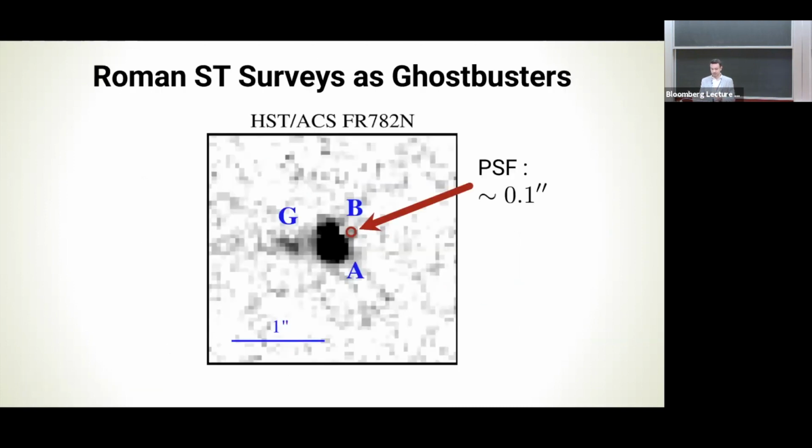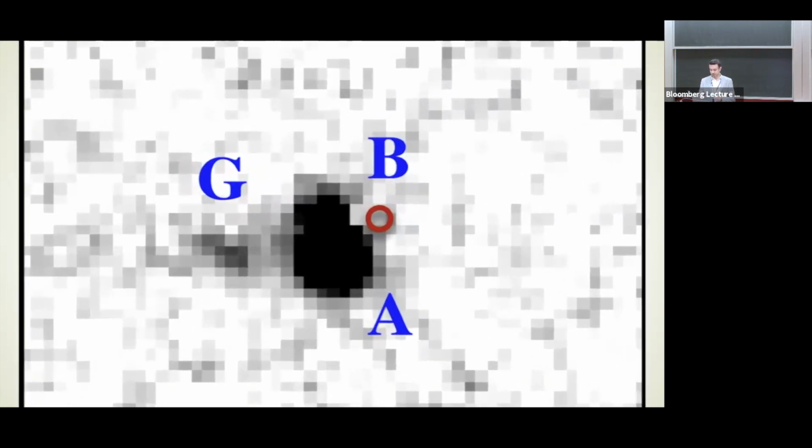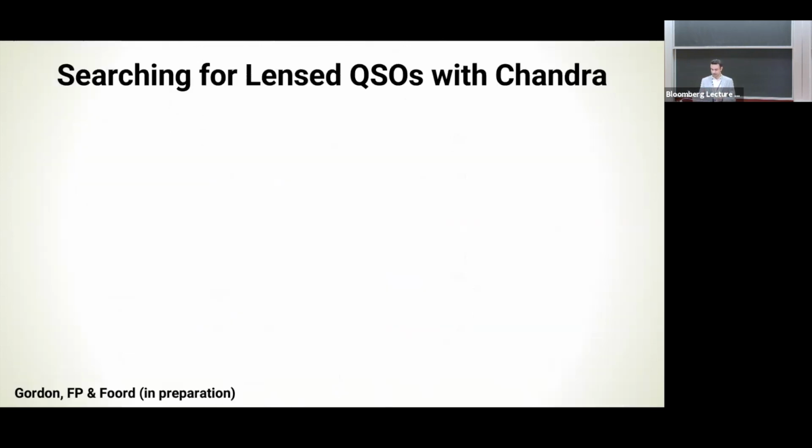So one possibility that we pointed out is the Roman Space Telescope, as it was called at the time of the paper, with a PSF of about 0.1 arcsecond, very similar to the HST, but it has the advantage of a much larger wide area survey. So it's possible that with the Roman Space Telescope we will find some more interesting sources like this, and we can better compute statistics for this kind of source. As we were saying, it's possible that the Roman Space Telescope will act as a ghostbuster to find some of these phantom quasars.